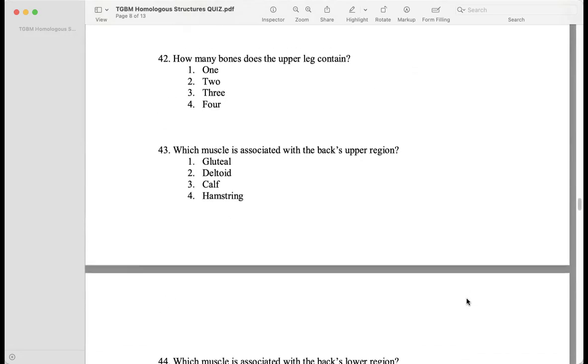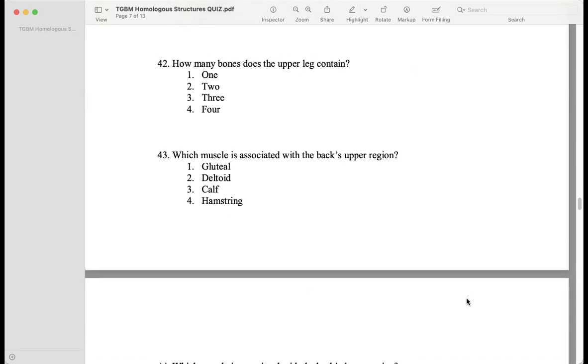And what is bone? What is that bone? Who answered one? No, I was asking what is the name of that bone? It's a five-letter word. Starts with letter F. Femur.